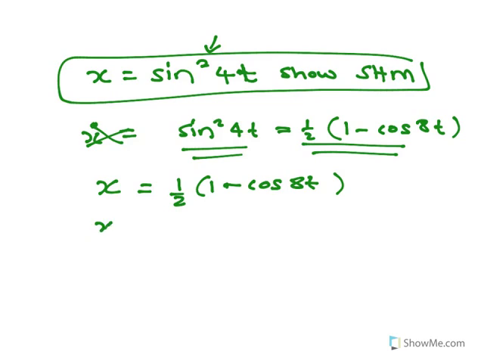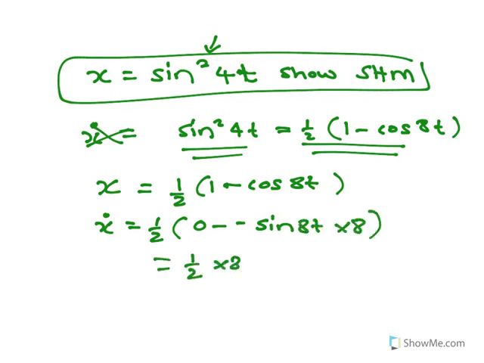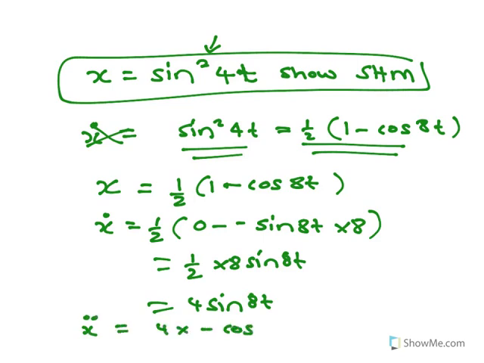So x dot is a half, 1 will go to 0, cos will go to minus sine 8t times 8. So that's going to be a half times 8 sine 8t, which is going to be 4 sine 8t. If you go again, x double dot is 4 times minus cos 8t times 8. So x double dot is minus 32 cos 8t.